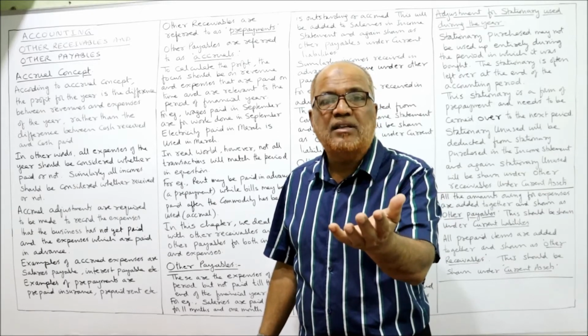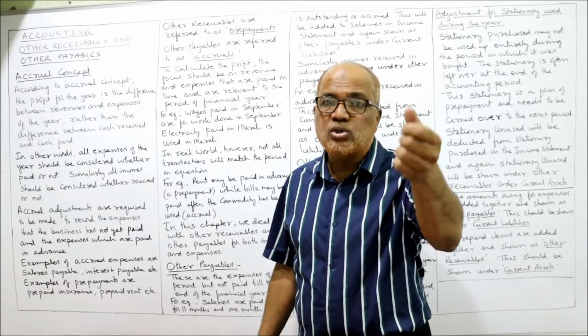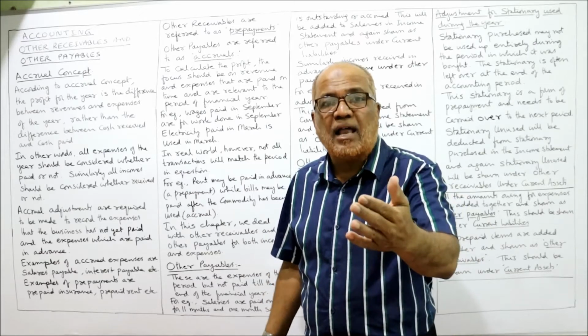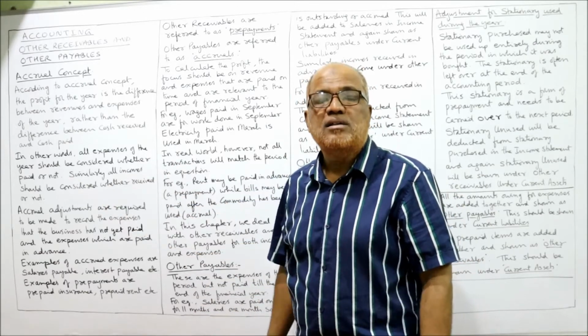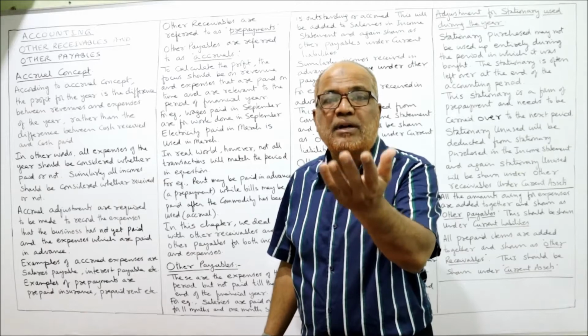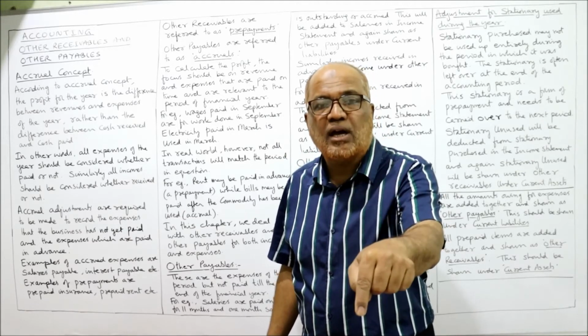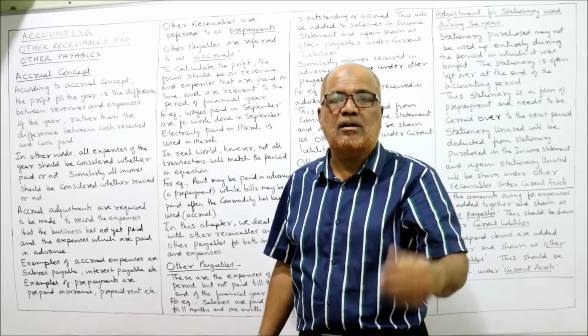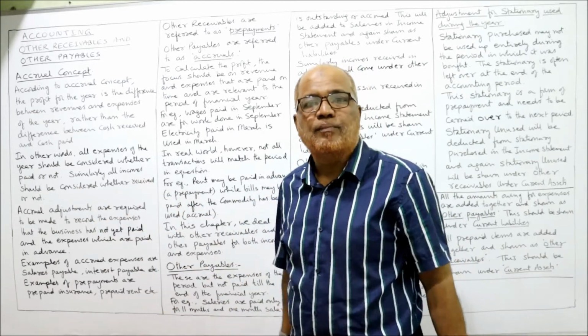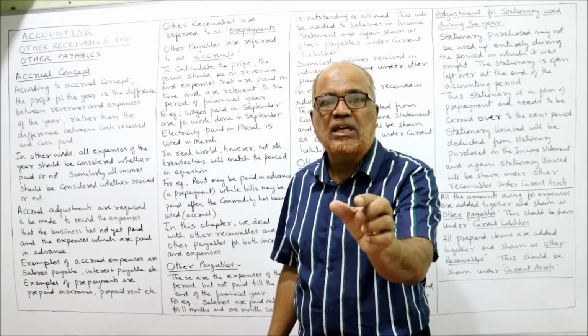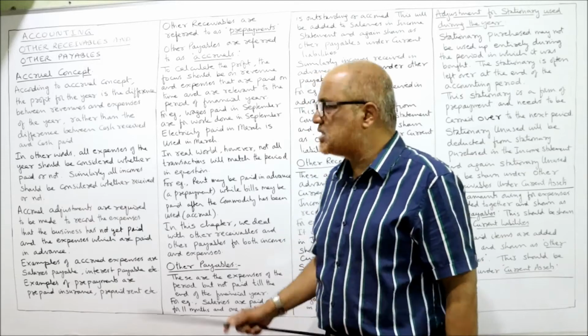For example, we have paid the salary, but some salary belongs to last year. We have paid some salary which may belong to the next year. Similarly, we have paid the rent, but that rent completely does not belong to the current year. Some rent belongs to the previous year. Some rent belongs to the next year. So all these need to be adjusted.